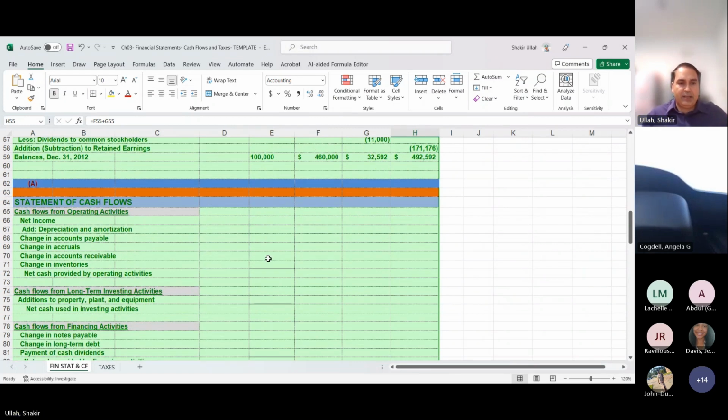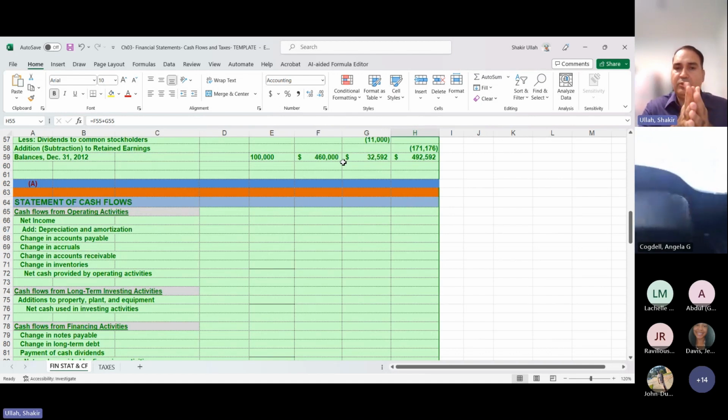Now, coming down to the statement of cash flows. Now, what is a cash flow and why is it important? Your business might be incurring losses. You might not be having a positive income. It is not a good thing, but it may not even be a bad thing.